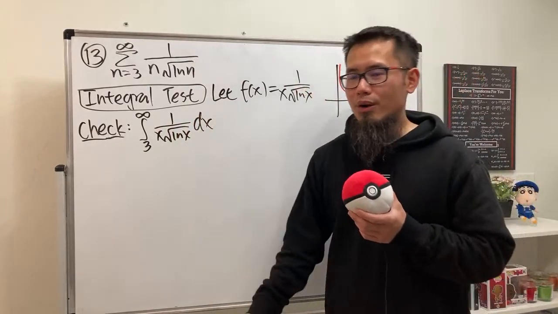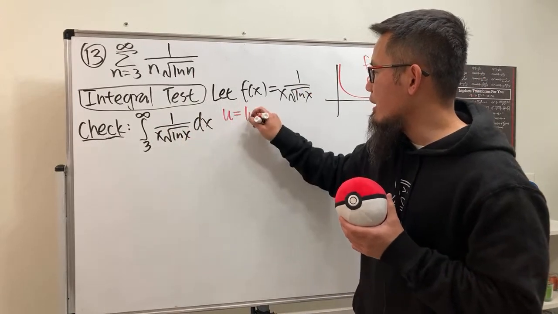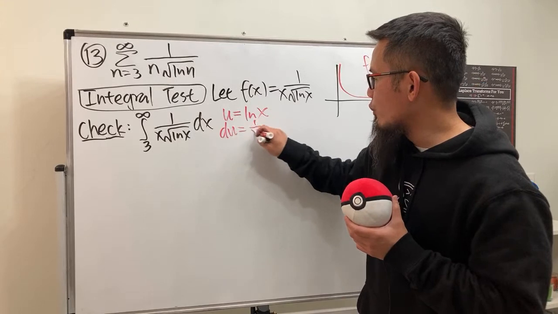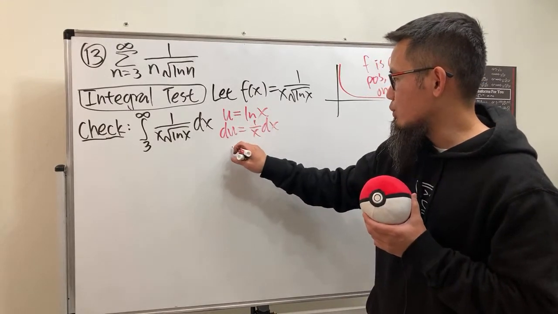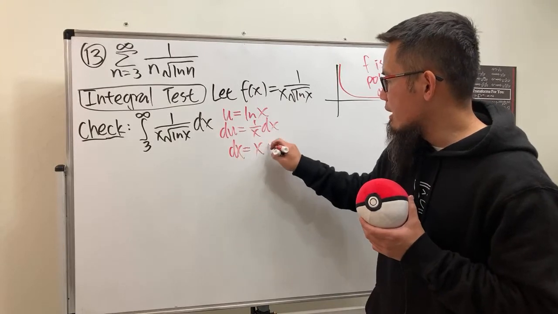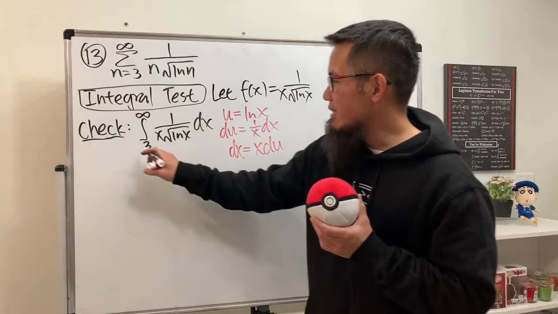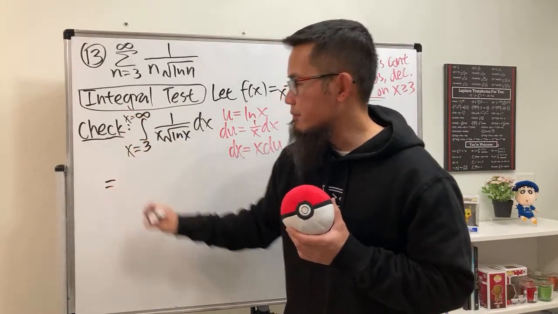Haven't done integrals for a while, huh? It's not so bad. Let u equal ln x. That's the key. You see that du is equal to 1 over x dx, and then of course you can isolate the dx, which is what I prefer the students to do. So we get dx being equal to x du.